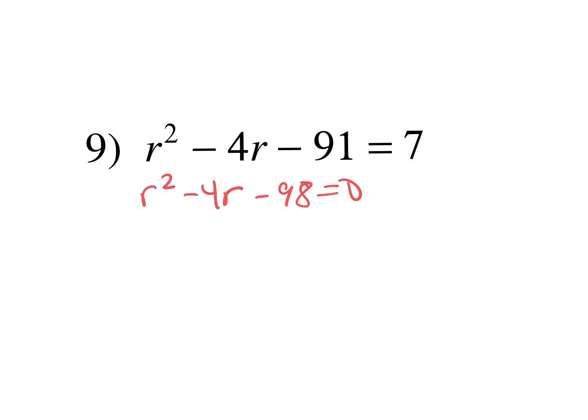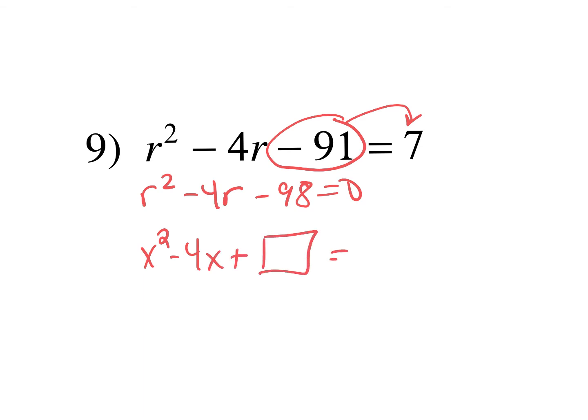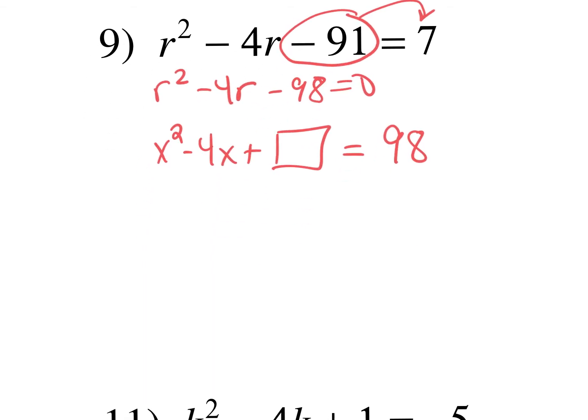But if you notice that you have a constant on one side of the equal sign, but then you have another constant that you're just going to move over anyways, you can just do that. So this is x squared minus 4x plus the box equals, what's negative 91 when I move it to the other side? It becomes positive. So 91 and 7 is 98, right? Okay, let's go through our process of completing the square. I take my b term and I say negative 4 divided by 2 equals negative 2.